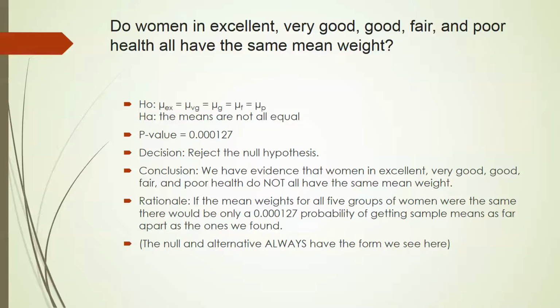By the way, the null and alternative always have the form we see here. So the null is always of the form that all the groups have the same mean. The alternative is that they're not all the same.